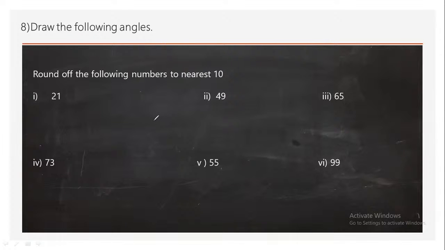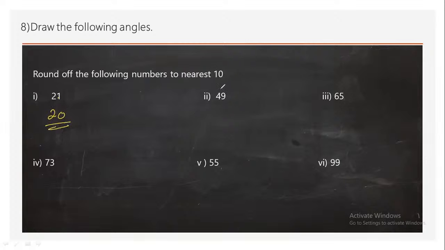So when we round off the numbers to the nearest 10, we have to consider the number at the unit place. Look at this number, the unit place number is 1. If the unit place number is equal to 5, or exceeds 5, meaning greater than 5, you have to add 1 to the 10's place and make this 0. But if the unit place number is less than 5, you can just make it 0. So this is less than 5, so you can write 20 here.